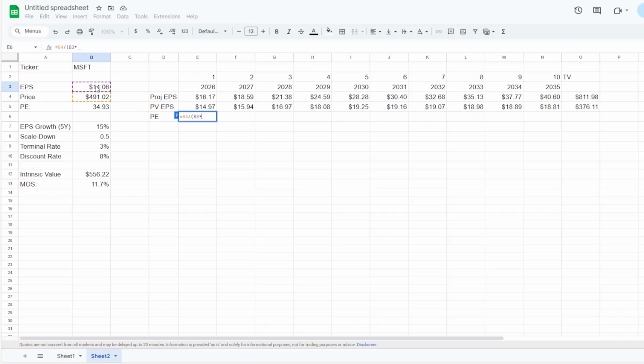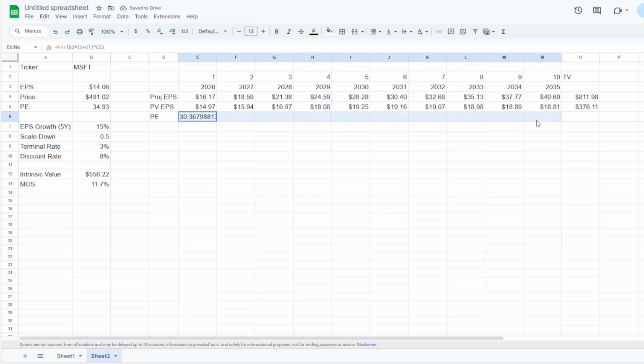So I'm going to multiply that by parentheses 1 plus my 15% growth that I think is going to happen. I'm going to close those parentheses, and I'm going to raise that to the first power because it's 1 year into the future. So I'm not going to put a 1 there. I'm going to click on cell E2, which contains a 1, and I'm going to close those parentheses. Okay, so what this is called is the forward PE. So I'm going to hit enter, and I'm going to select all these, and I'm going to just do a couple decimal places.